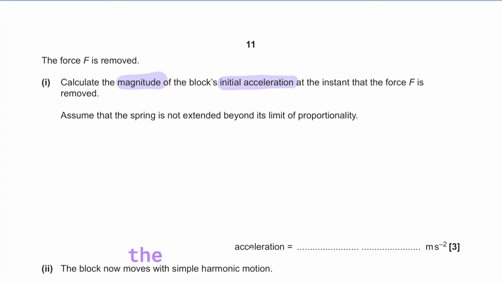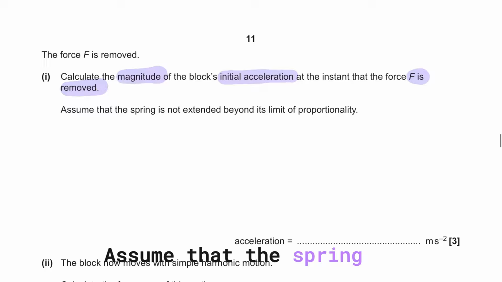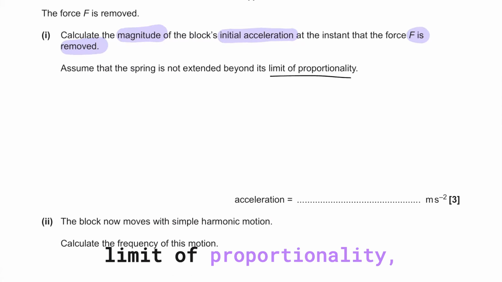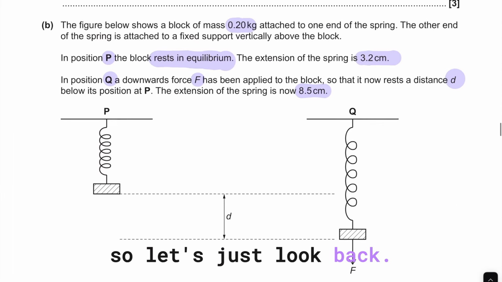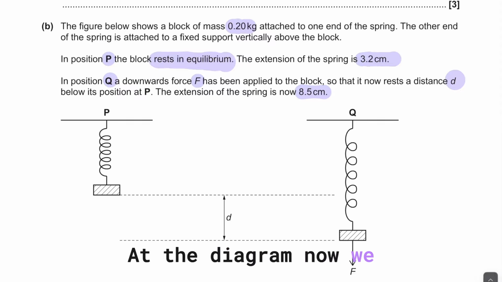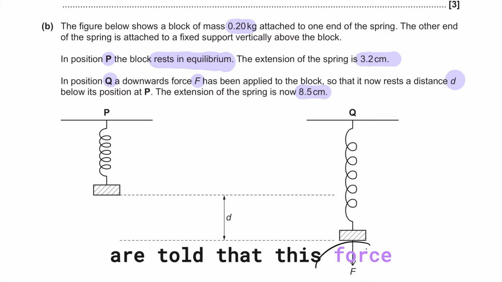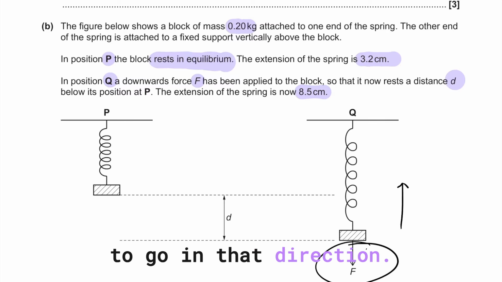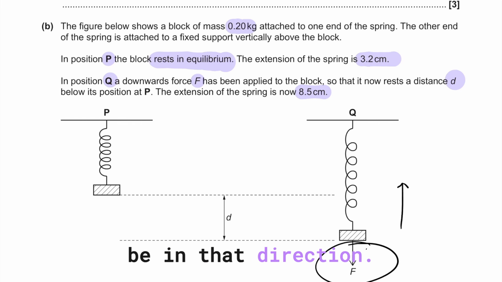at the instant that the force is removed. Assume that the spring is not extended beyond its limit of proportionality. So let's just look back at the diagram. Now we are told that this force over here is removed. So the spring is going to go in that direction. The acceleration will be in that direction. Resultant force will be in that direction.